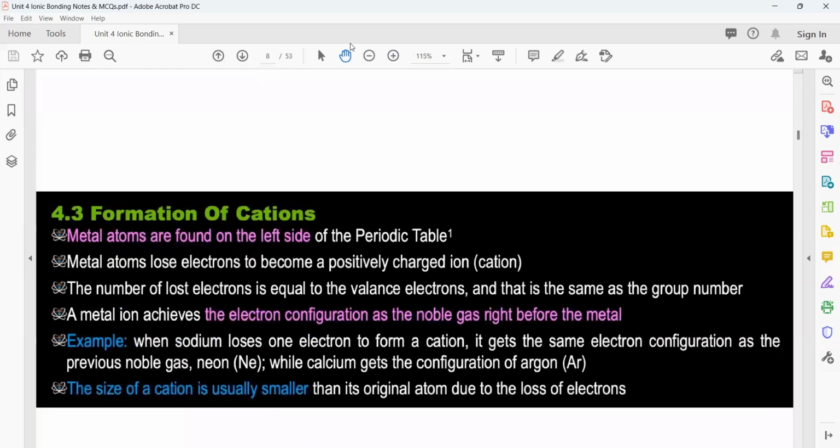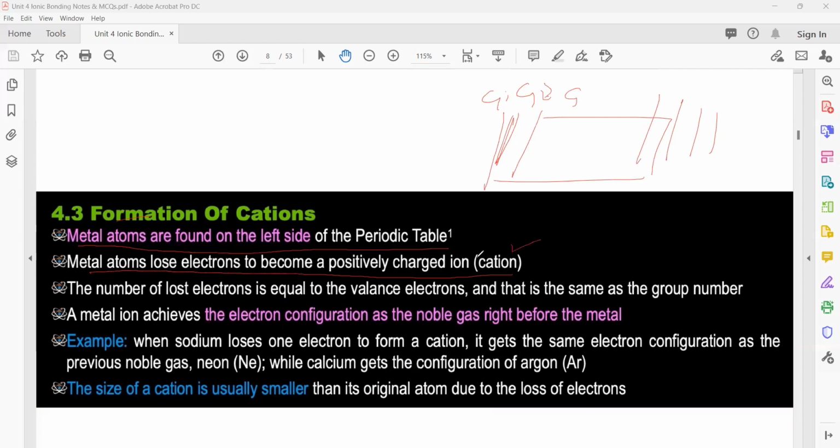The same thing I explained to you before, formation of cations. Metal atoms are found on the left side of the periodic table. If you see the periodic table, you will find on the left side, all group 1, group 2 and group 3, all metals. And here you have non-metals on the right side. Metals lose electrons to become positively charged ions, or cations.